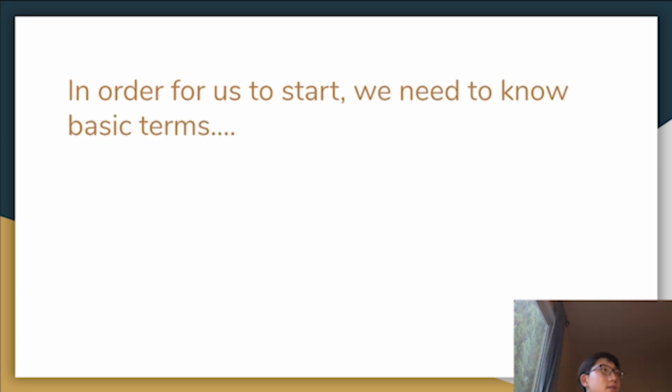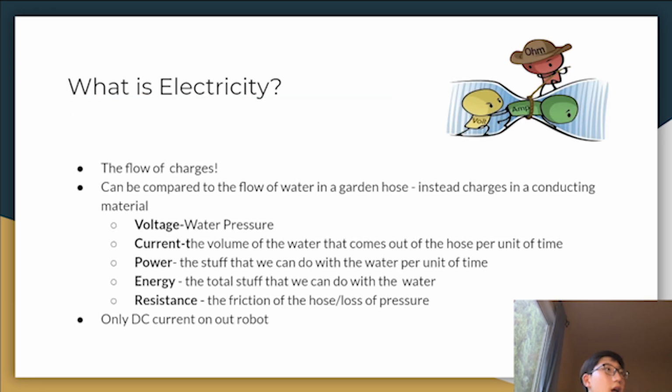But in order for us to start, we need to know these basic terms. Electricity: the flow of charges. Electricity can be compared to the flow of water in a garden hose, instead of charges in a conducting material. These are the 5 most important terms for electricity: voltage, current, power, energy, and resistance. But because you guys probably wouldn't understand if I told it to you in electrical terms, I will teach it to you in the terms of a garden hose.